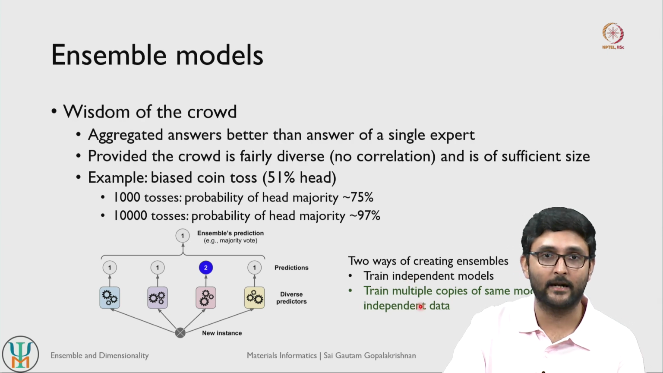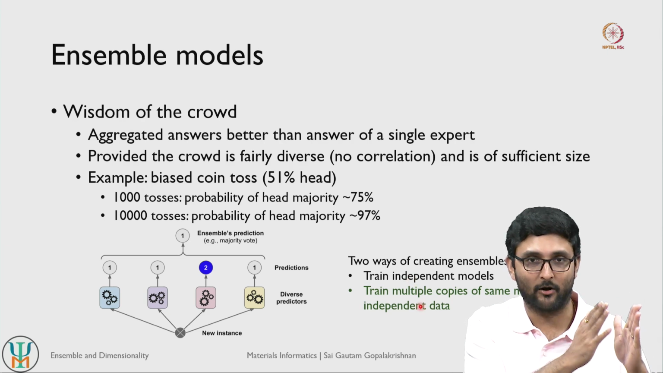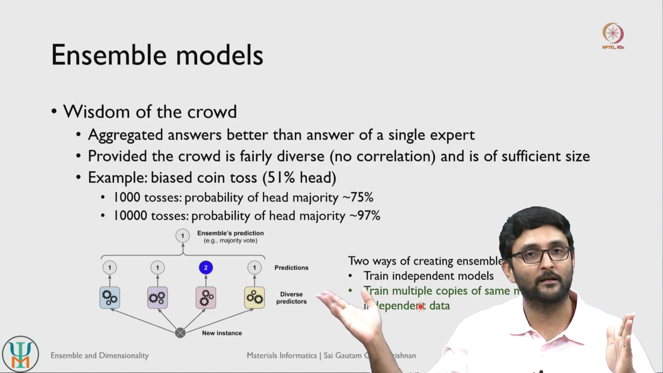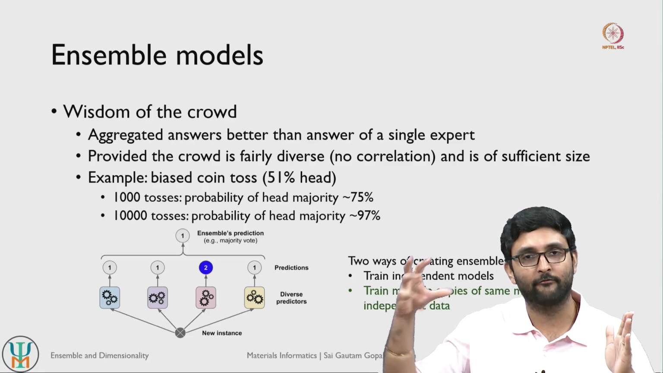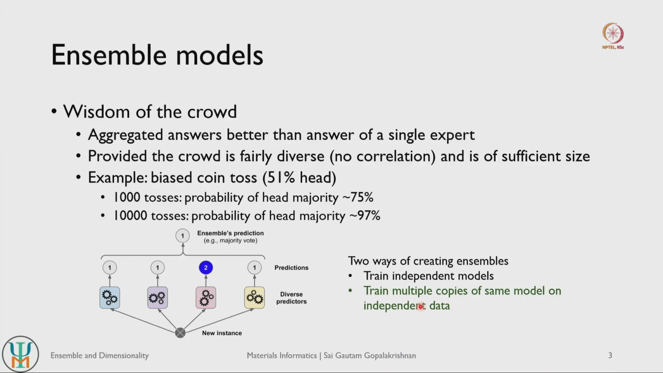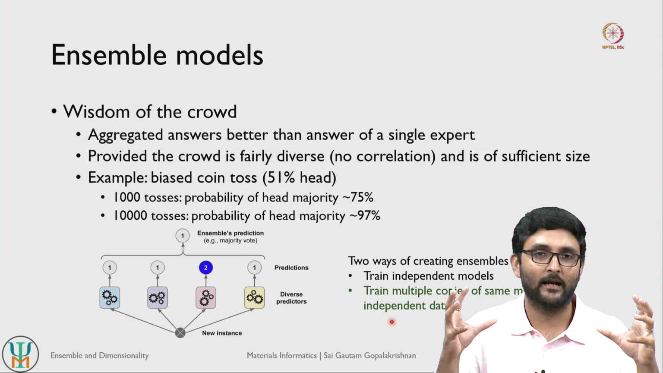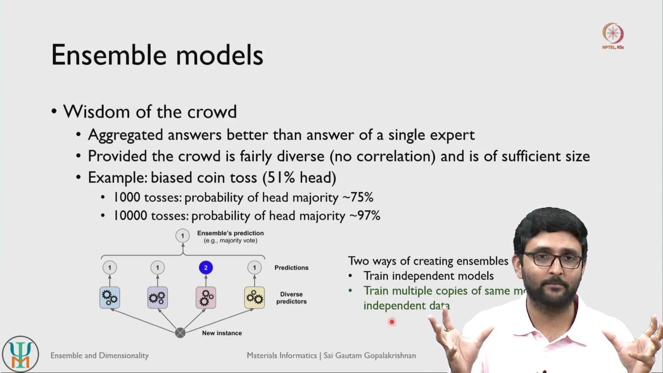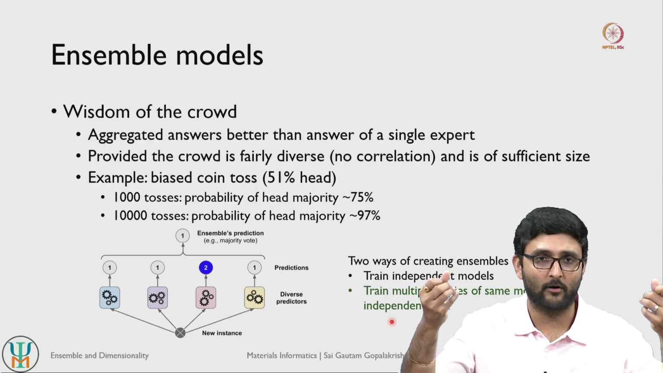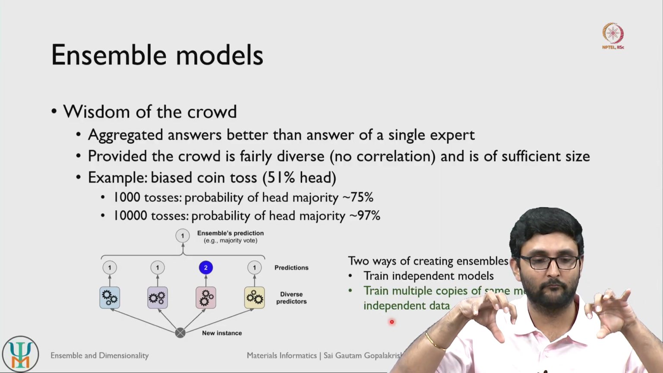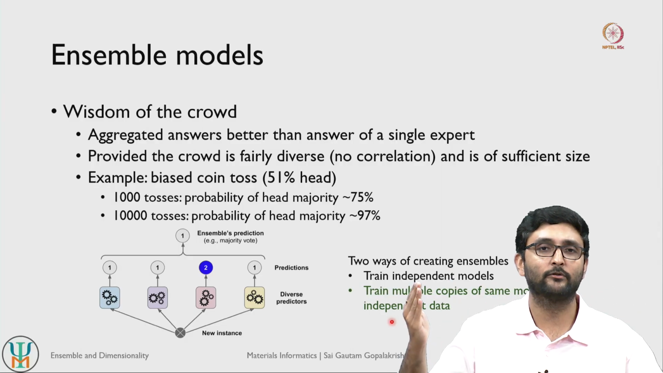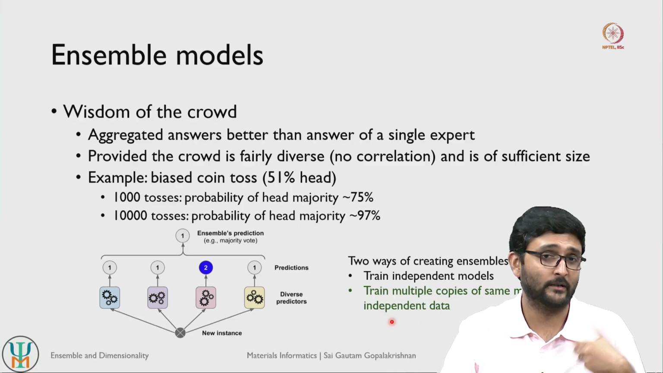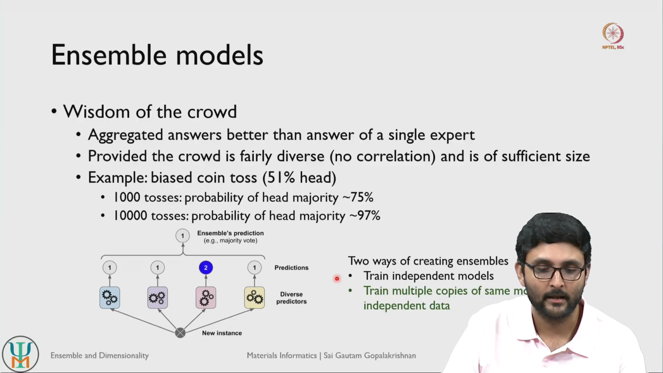The other way of creating an ensemble model is you have the same model, but you create multiple copies or multiple samples of your data, and hence create and train independent models. So you divide your data into multiple subsets or subsamples, and you create independent models that have only seen subsets of your data, and you take aggregate predictions of those models. So that is actually more common.